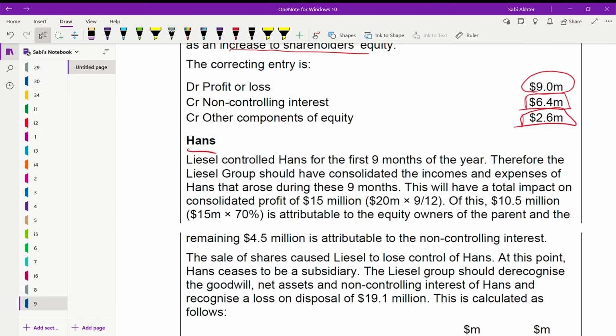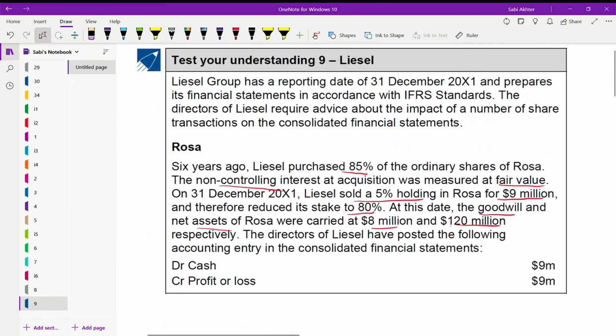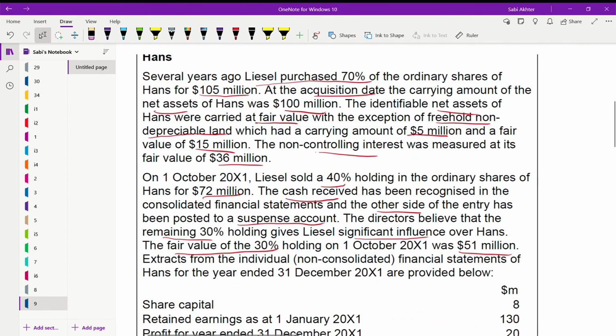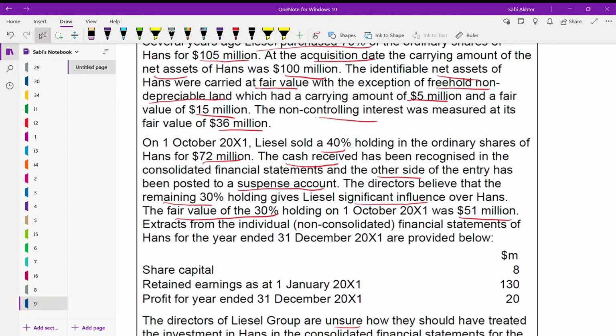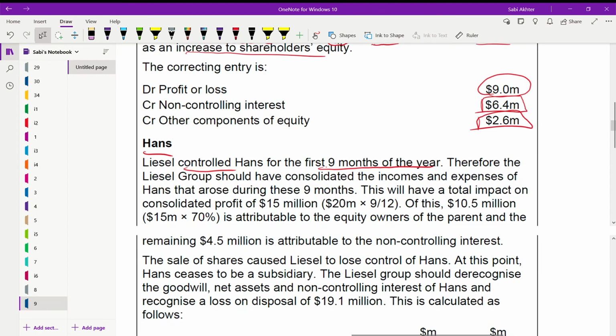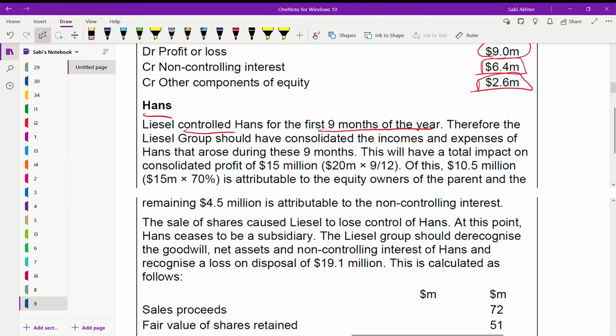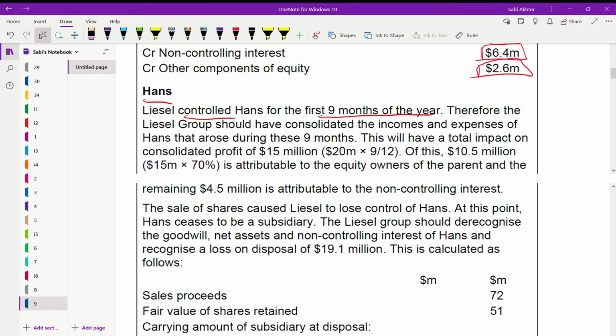Okay. So here, he controlled for 9 months of the year. Let us calculate the months. Here on 1st of October, they have sold. So from Jan to September only, 9 months, because it's 1st of October. So October, November, December, he's an associate. Months is very important. The date is very important. So he controlled only for the first 9 months. That means you can only consolidate for the first 9 months, both the income and the expenses.